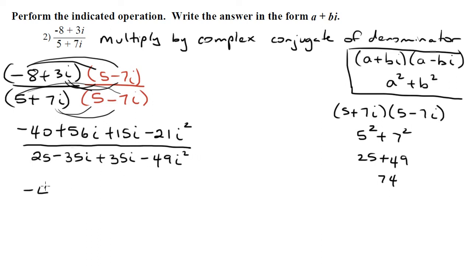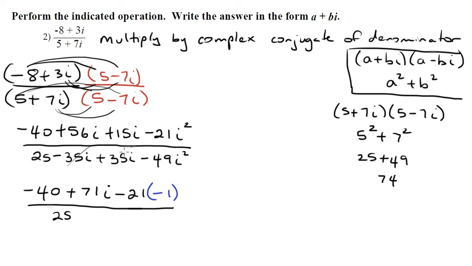Combining my like terms in the numerator, negative 40 plus, what's that? 71i, right? 56 and 15, yeah. Minus 21i squared. Remember, i squared is equal to negative 1. You have to replace your i squared with negative 1. Got to do it. My denominator, I have 25. Negative 35i plus 35i is 0. Minus 49 times, you guessed it, i squared, which is negative 1.